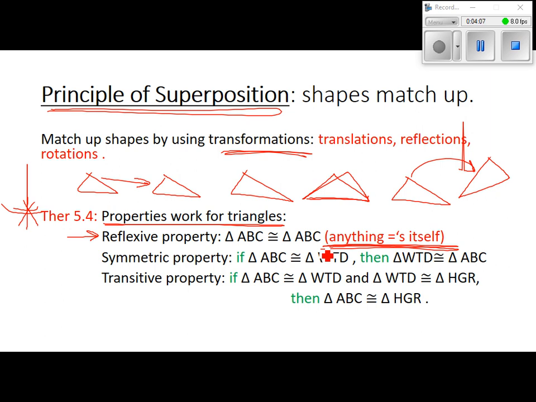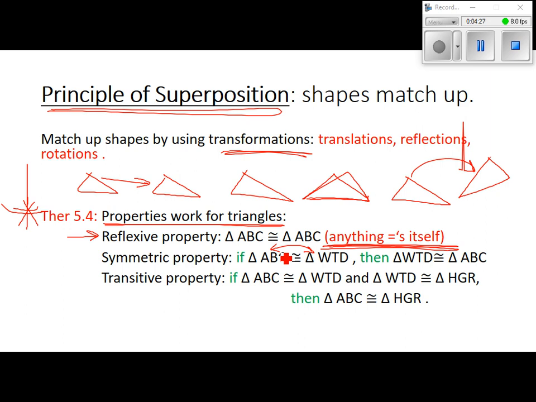Symmetric property. These are all properties that we covered earlier this year for segments and angles and all the other stuff. Symmetric property, remember, all it does is switch the order. So if you have to switch the order to make it the correct way, then you're using symmetric property.